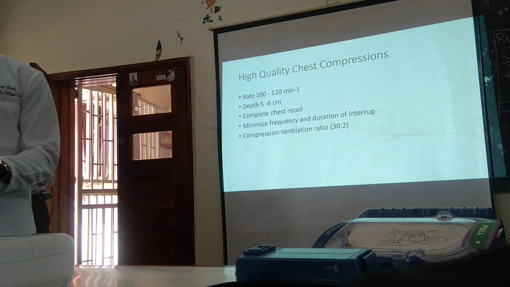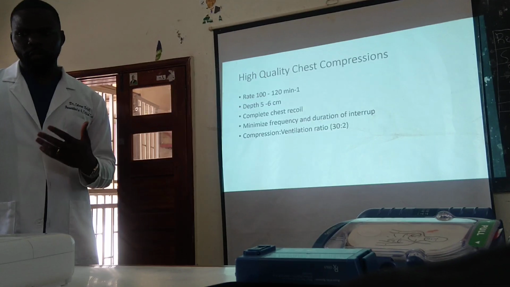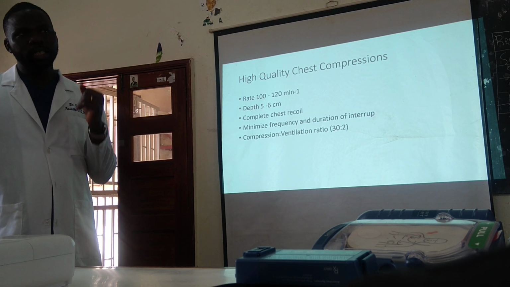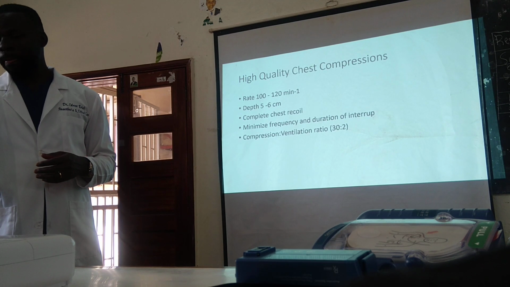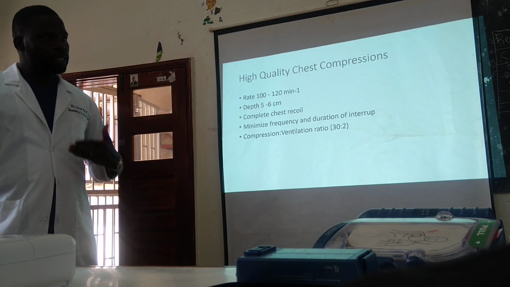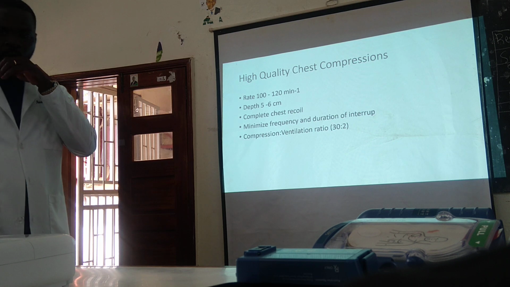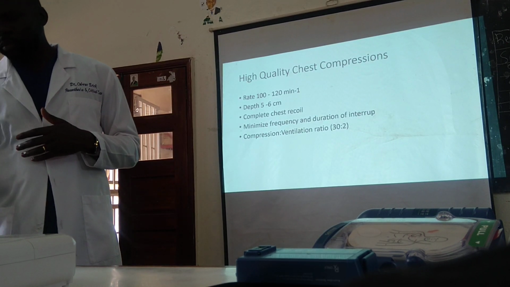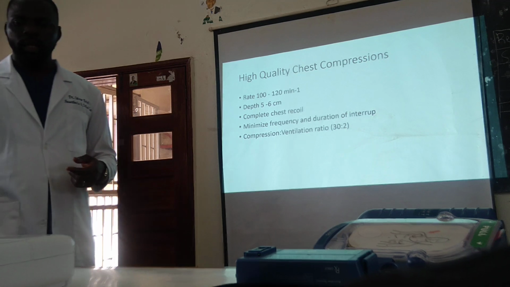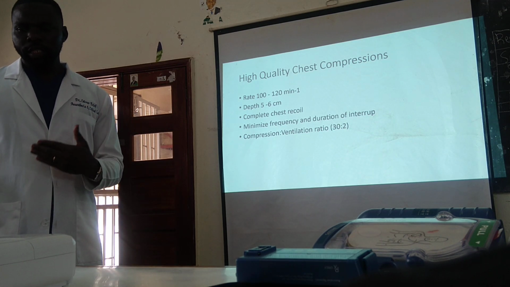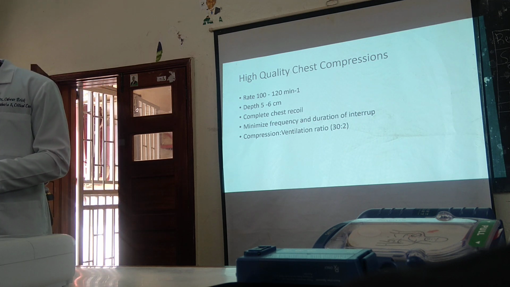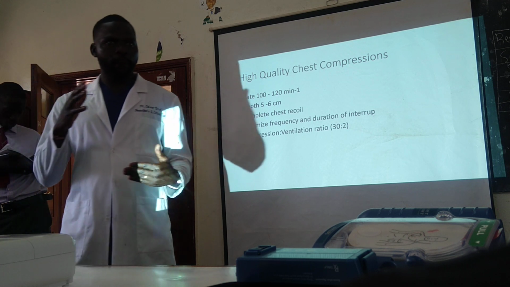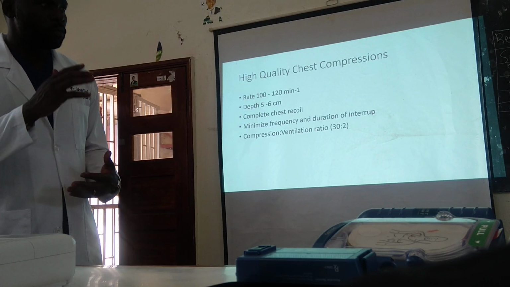These are the qualities of a good CPR. Compression rate of 100 to 120 per minute. The depth should be about 2 inches, that's 5 to 6 centimeters. And you allow complete chest recoil. You also minimize frequency and duration of interruption. The compression to ventilation ratio for adults is 30 to 2. For children, what's the ratio?